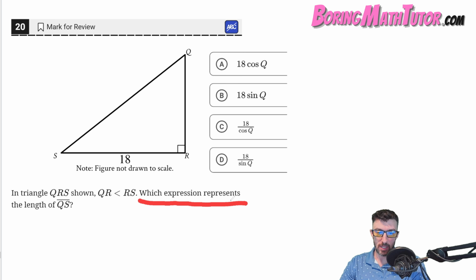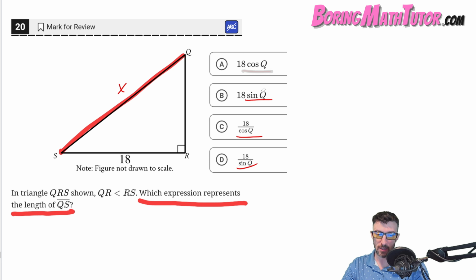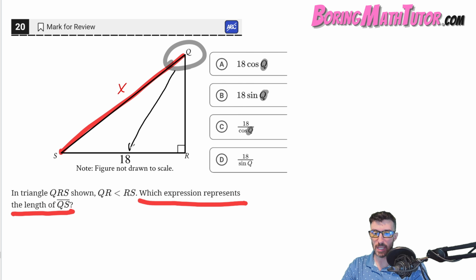We're going to start by reading the actual question here. They want to know the length of QS. I'm just going to call that X. And I can see that they're talking about cosine and sine here. But not only that, they're always talking about angle Q. So what that means is I'm just going to circle angle Q. And I got to figure out how I should label the 18. Now, the 18, is that the opposite, the adjacent, or the hypotenuse?